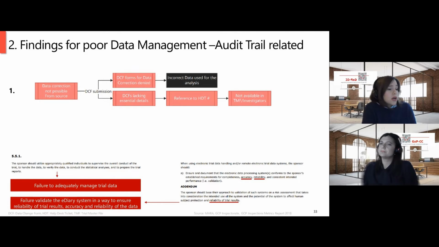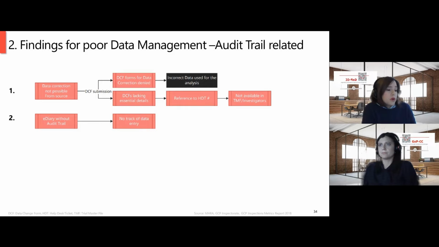Furthermore, there was a failure by the sponsor to adequately manage trial data, which is expected by the ICH GCP. And also, there was a failure to validate the e-diary system in a way to ensure that the data of the trial were reliably tracked and also inputted accurately, and the reliability of the data was compromised.